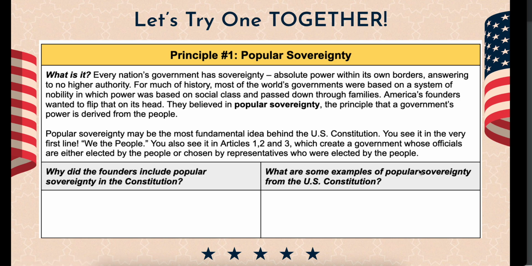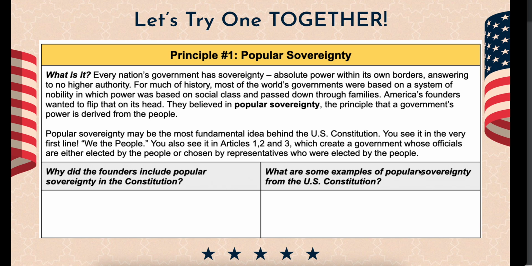All right, so let's do one together. The first one is popular sovereignty. I'm going to read it first. What is it? Every nation's government has something called sovereignty, which is absolute power within its own borders. Sovereignty is a fancy word for power. Answering to no higher authority.